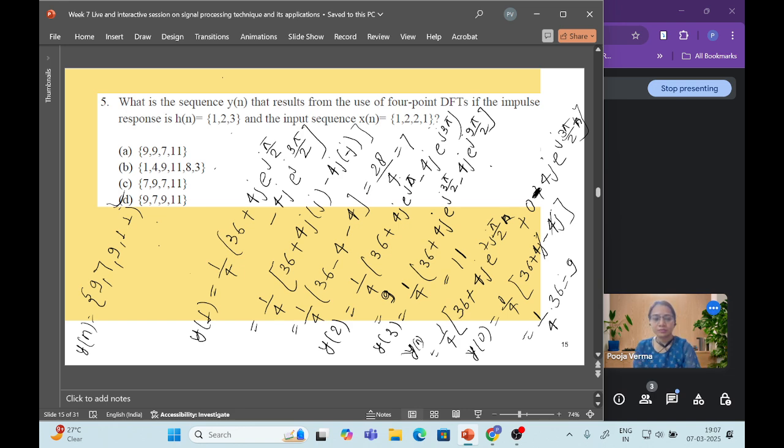Okay, I hope you have understood. Just find out the x of k and h of k, then multiply it, and again find out the inverse DFT. Okay, so now moving to the next question.